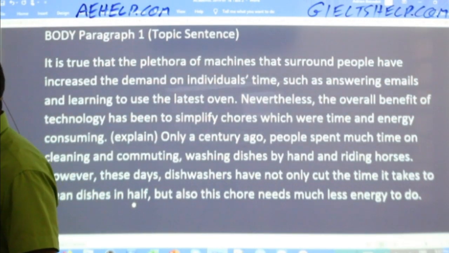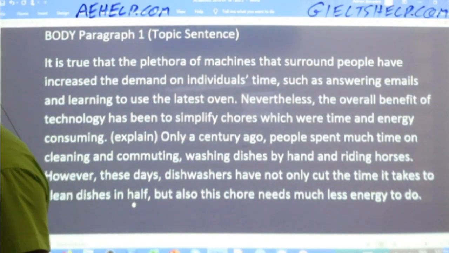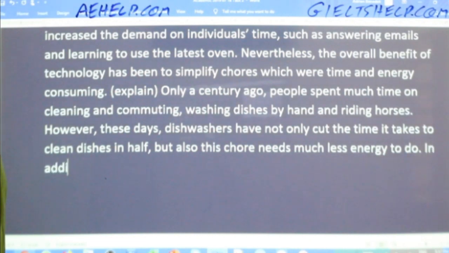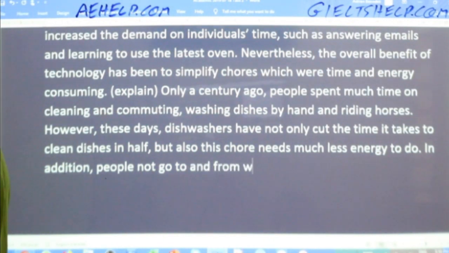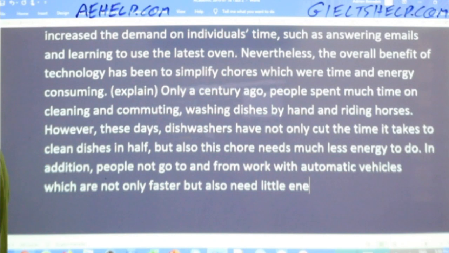So, again, this is what we have so far for our body paragraph. Now, I might do a little bit more. It depends how I'm going with the time, right? So I can explain my horseback commute. In addition, people now go to and from work with automatic vehicles, which are not only faster, but also need little energy to operate. Okay, something like that. And then I have my connecting sentence.